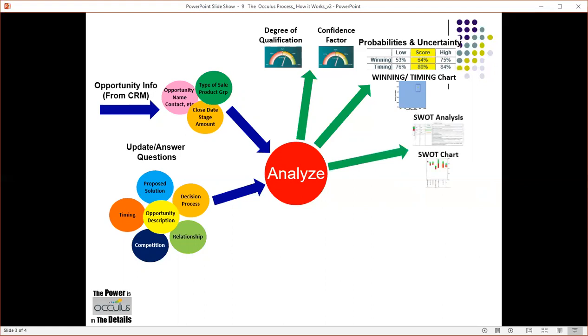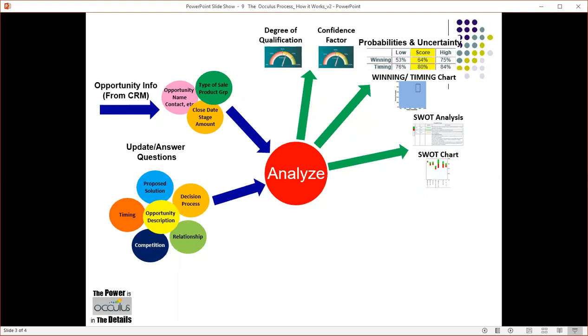The next thing we have is the SWOT analysis. And what the SWOT analysis does is it looks at each of the categories of the sale, which is over in this section. If you look at all the categories over here, the SWOT analysis examines each of those categories and measures our strengths and weaknesses in the category. And it's available in two formats. The first format is the SWOT analysis, which I'm showing right here.